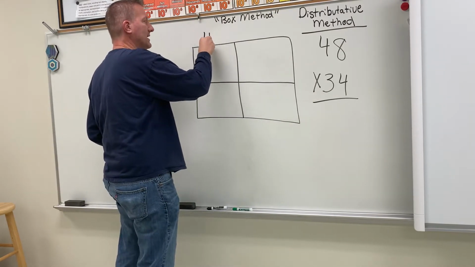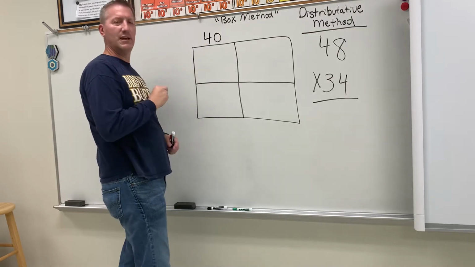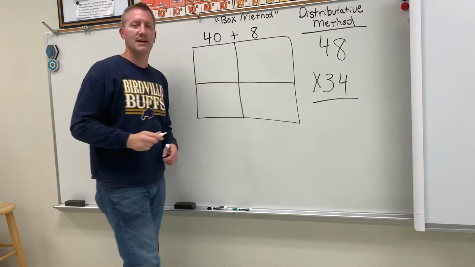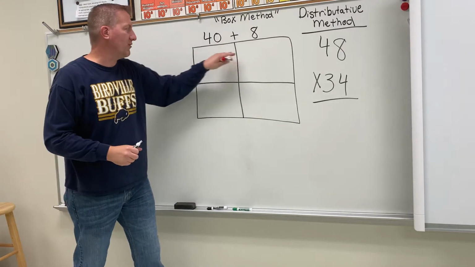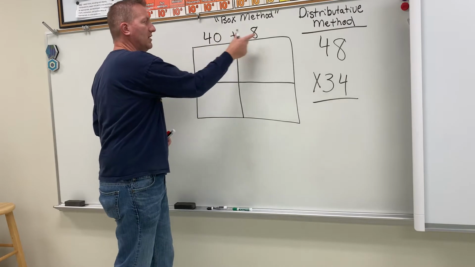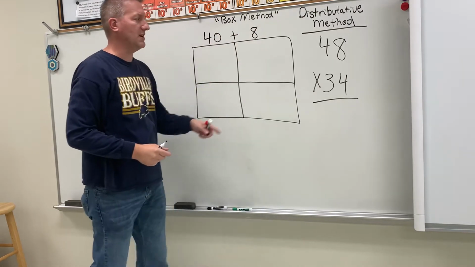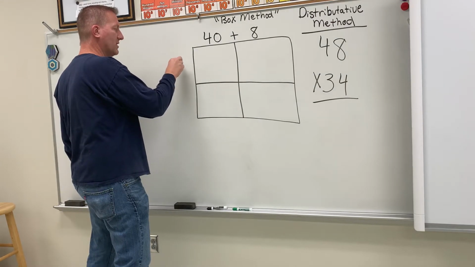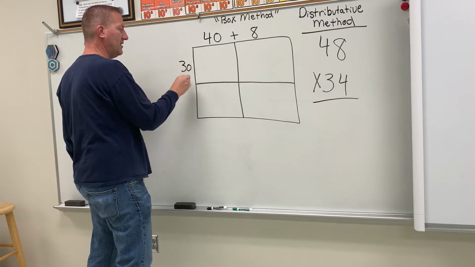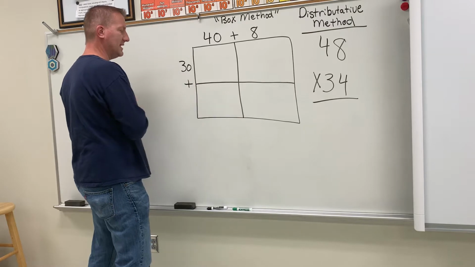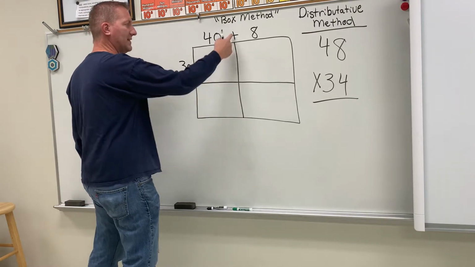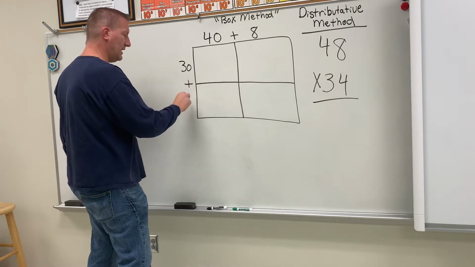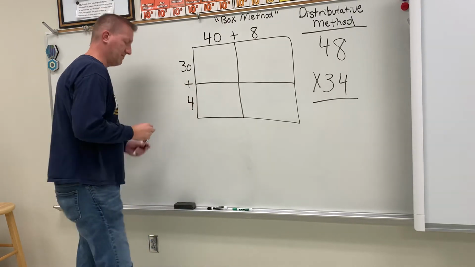Now, when you do that in expanded form, it's 40 plus 8. And you put them in here for a reason. You put the 40 here and the 8 across here. The other number is 34, so you put the 30 here, you put a plus here, and I usually put it right on the line there to keep it nice and neat. So you put the 30 and then the 4 down here.